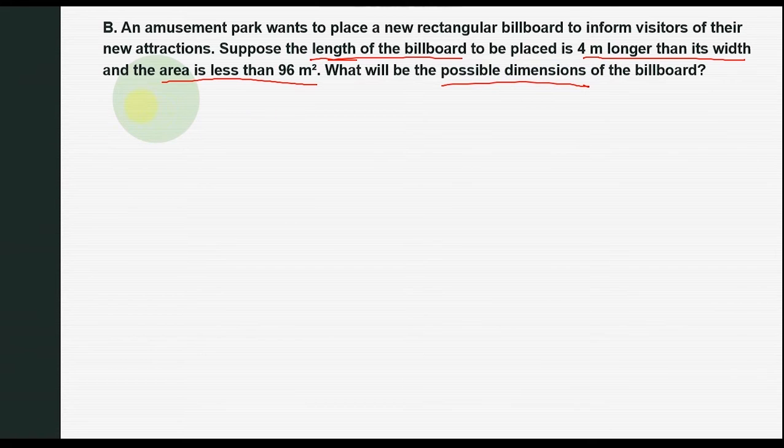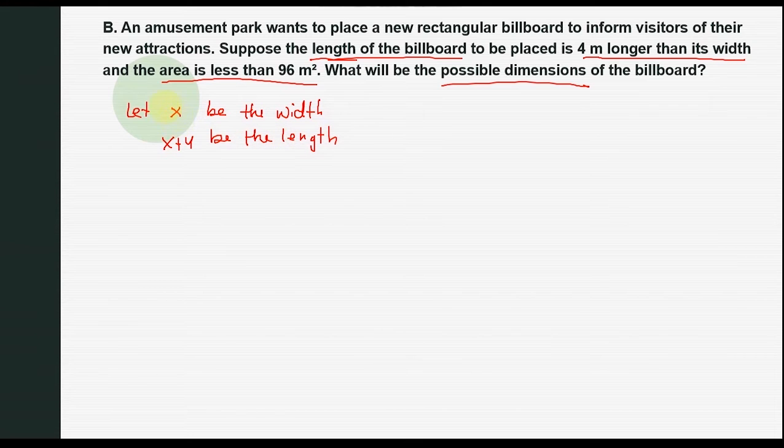So next, step 3, represent the unknown using variable. Since here the length is given as 4 meters longer than its width, we're going to represent first the width. So let x be the width. Next, given that the length is 4 meters longer than its width, translating 4 meters longer than its width will give us x plus 4. X plus 4 be the length.